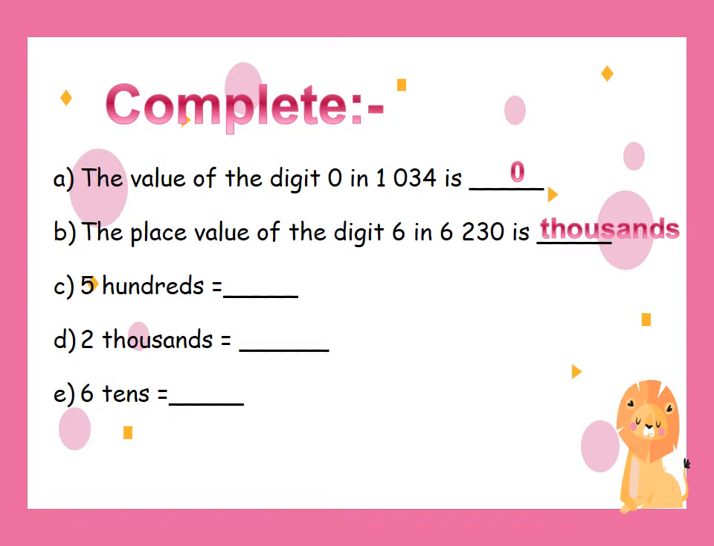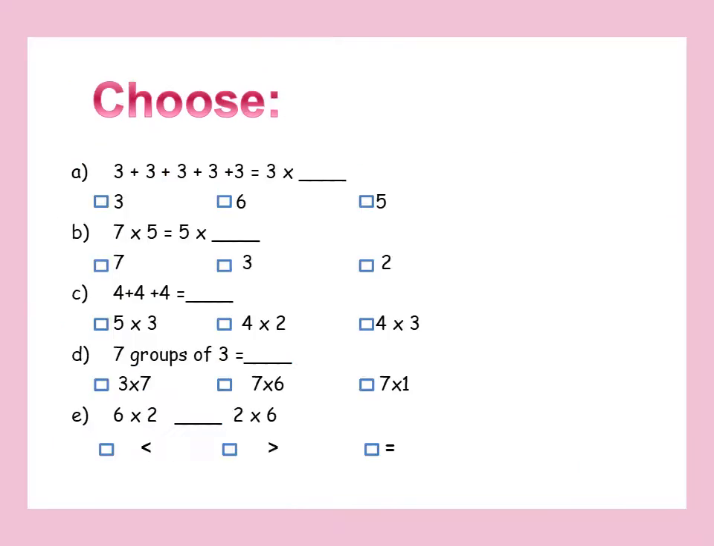Okay, here we have 5 hundreds. Equals what? How many zeros in the hundreds, primary 3? 2 zeros. So we will write 5 and 2 zeros, which will be 500. 2 thousand. How many zeros in the thousand? It's 3 zeros. So we will write 2 and 3 zeros, which will be 2,000. The next one, 6 tens. 6 tens means 60 because 10 has only 1 zero. Excellent, primary 3. Keep with me.